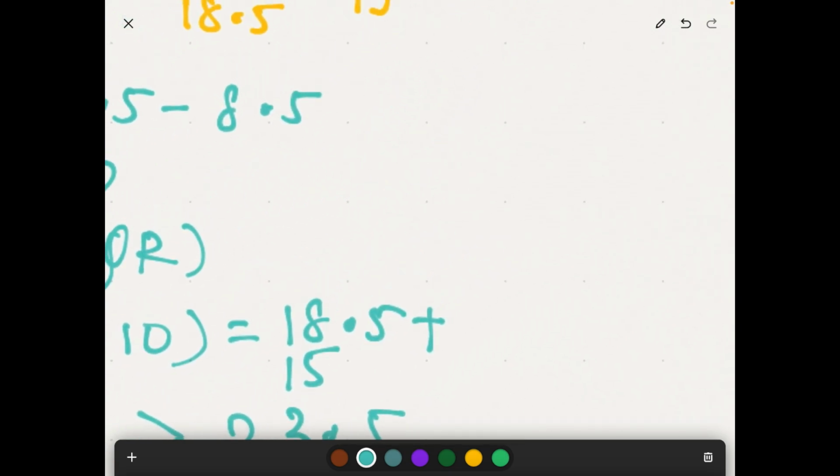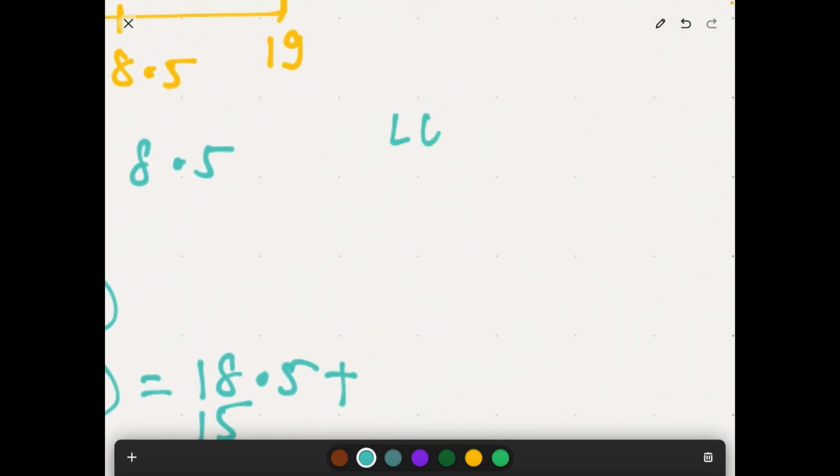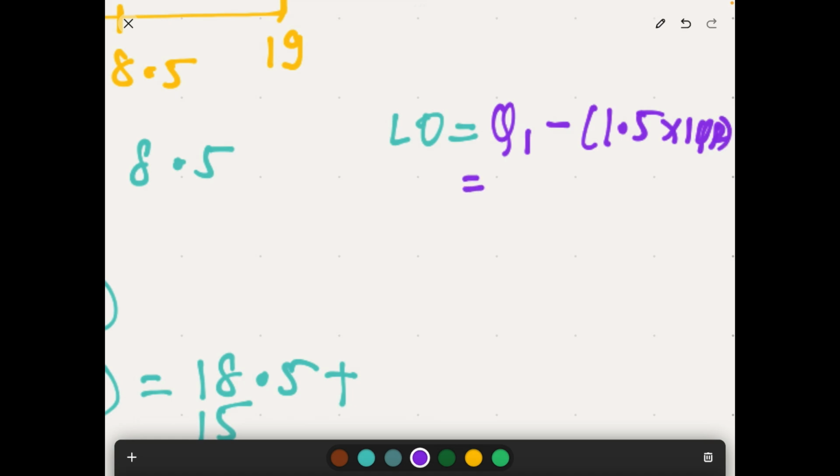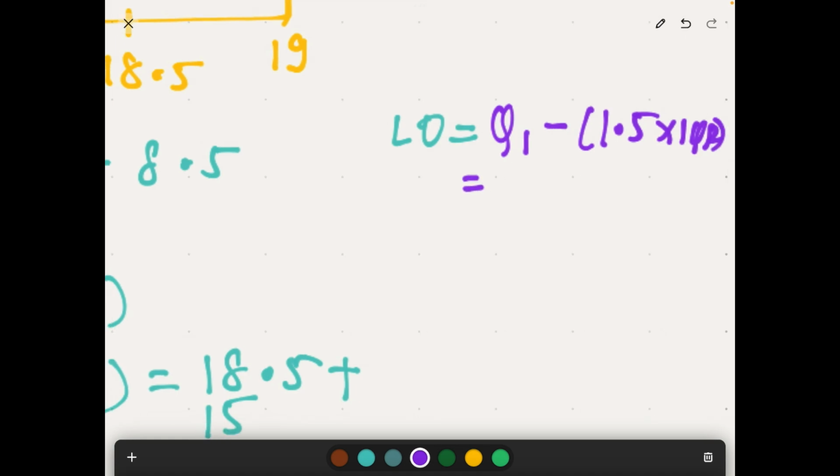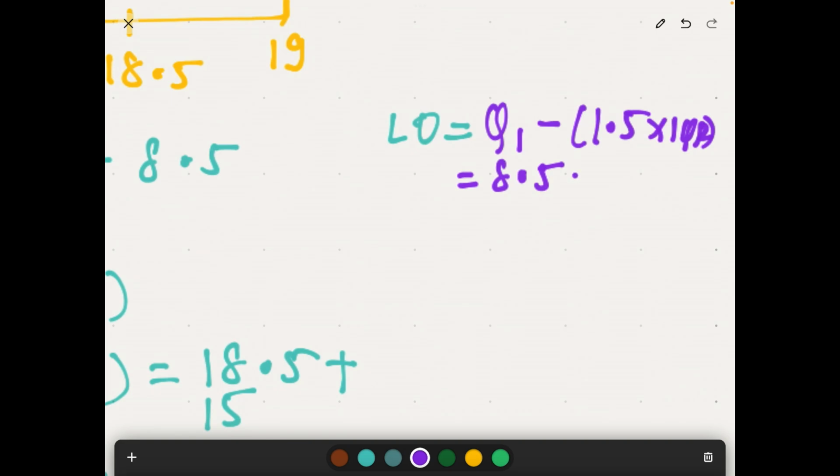Similarly, we can also find the lower outlier. Lower outlier is going to be Q1 minus 1.5 into your IQR. So your Q1 here in this case is 8.5 minus 15. So again, if you see, this comes out to be a negative value. So that just means that you are not going to have any outlier in the lower range. So that is it for this question, guys.